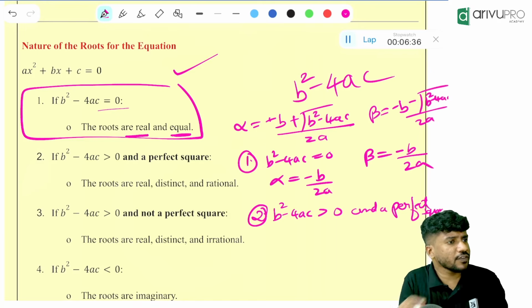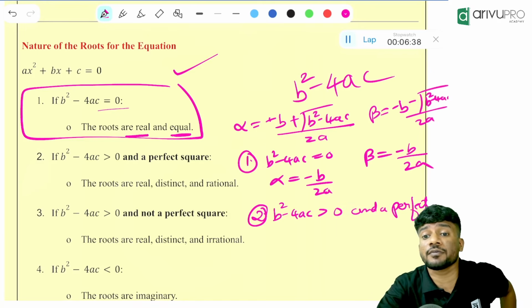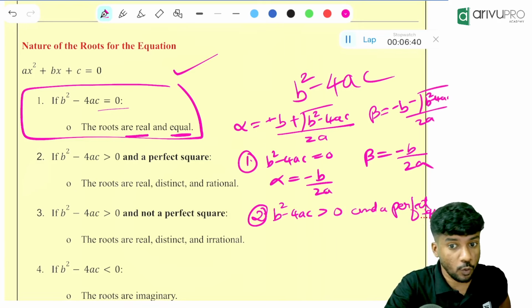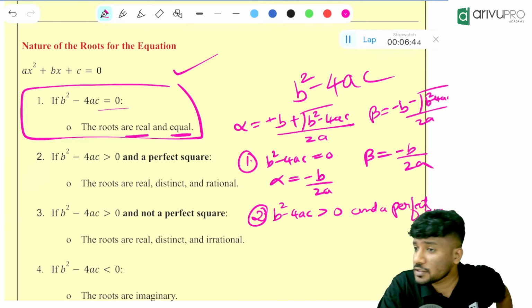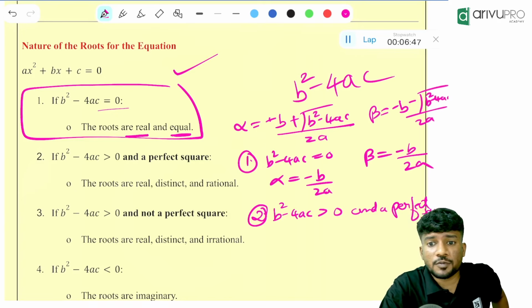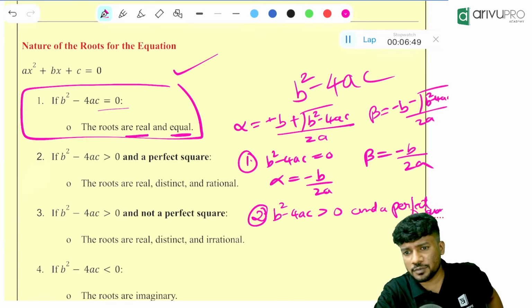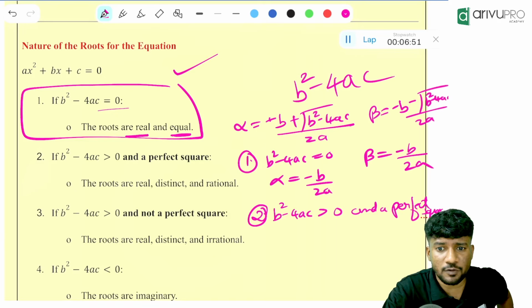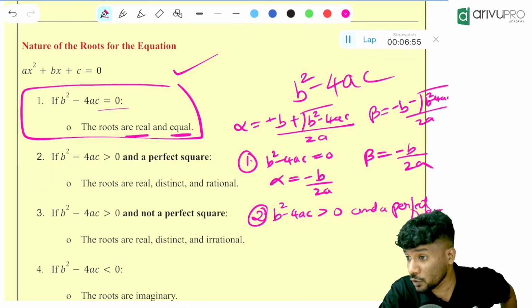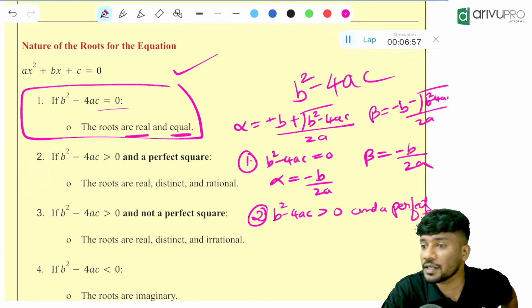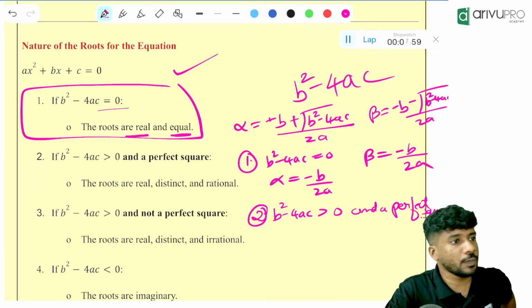Anyone remember perfect square? Perfect square means 4 is a perfect square because 2 square is 4. Then 3 square is how much? 9. Then 10 square is how much? 100. 20 square is how much? 400. Then 14 square is how much? Accordingly, you can write one by one. Are you getting my point? So perfect square is when we take a root, we will get a proper natural number. That is the meaning of perfect square.